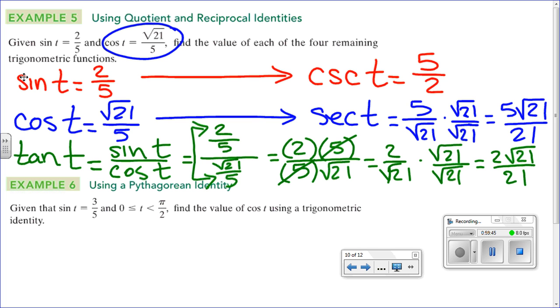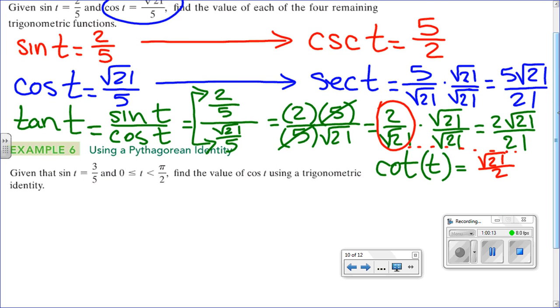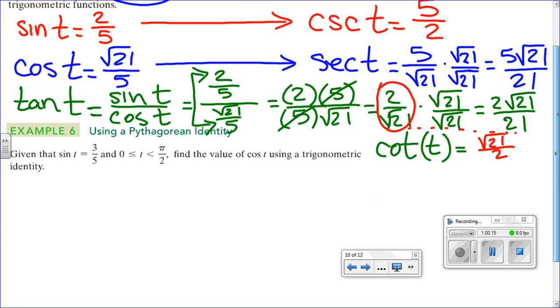Oh, and now we need to find one more. Which one? Thank you. So the cotangent, we're going to get the reciprocal of tangent, but let's find the one before I rationalize. That will be a lot easier. Where is that at? Right here. So the reciprocal of that one is the square root of 21 over 2. I'll leave it there for a minute so we can finish writing.